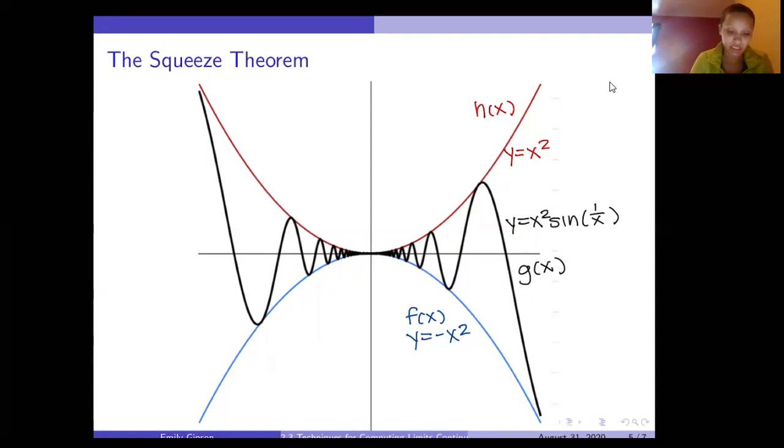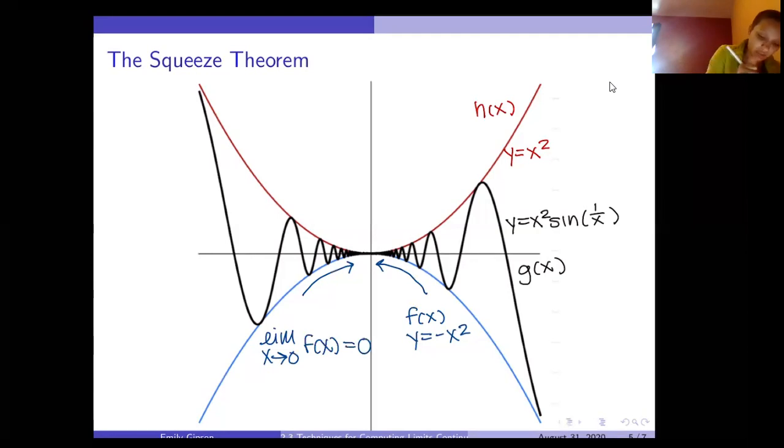So we know that f of x and h of x both obey those laws that we said in the first part. So now it's just a matter of finding the limit. Well, the limit of the function negative x squared as x approaches 0 is 0. So the limit as x approaches 0 of f of x equals 0.